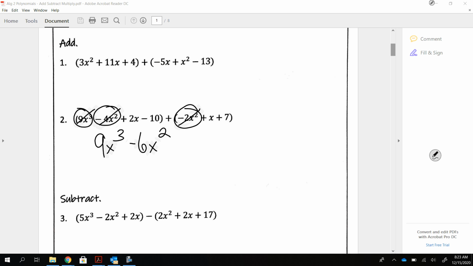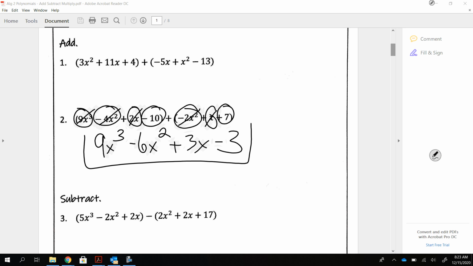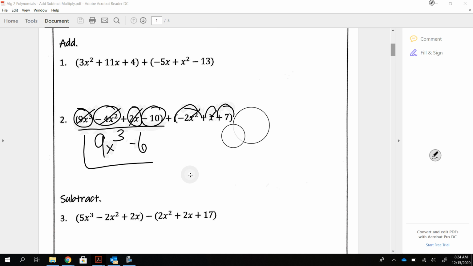All right, 2x plus x is a positive 3x. That's done and that's done. And finally, negative 10. Don't forget the signs in front of each of these terms. Negative 10 plus 7 is a negative 3, and we are done. All right, and that is how you add polynomials. We are just combining like terms. This should be very, very easy. We've done this before.